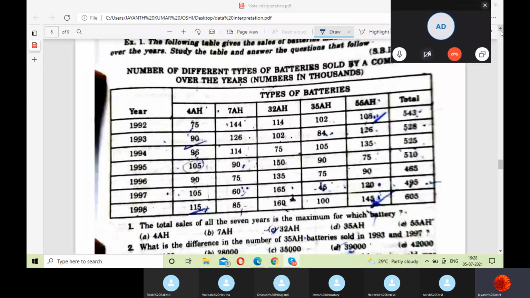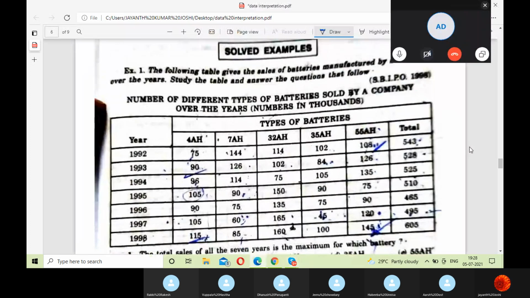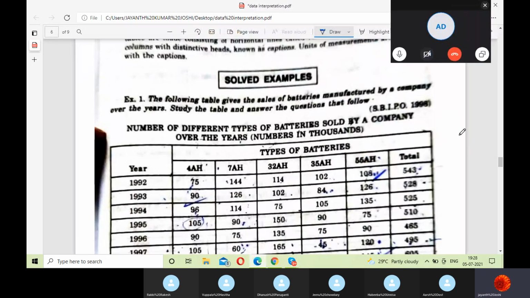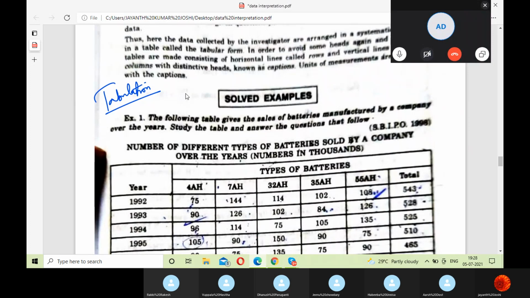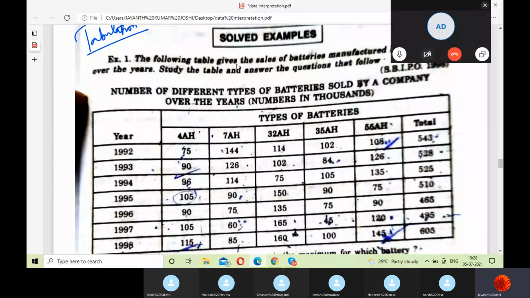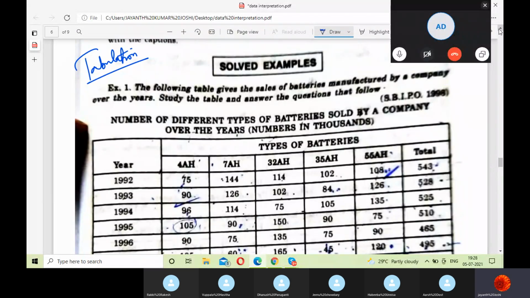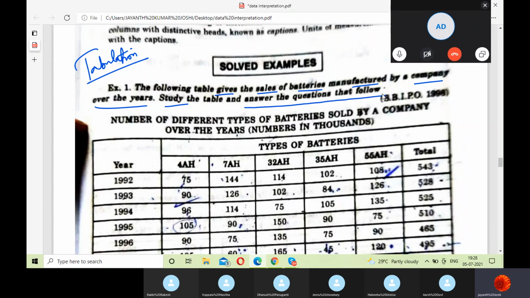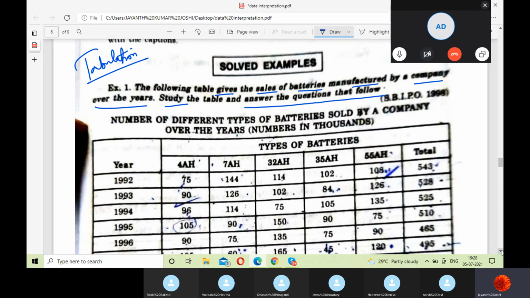So just read the question, all of you. This is tabulation data. We are starting with tabulation. The following table gives the sales of batteries manufactured by a company over the years. Study the table and answer the questions that follow. Now let's go ahead.